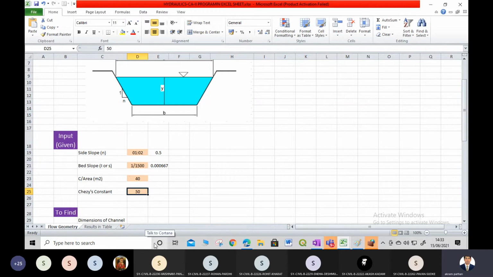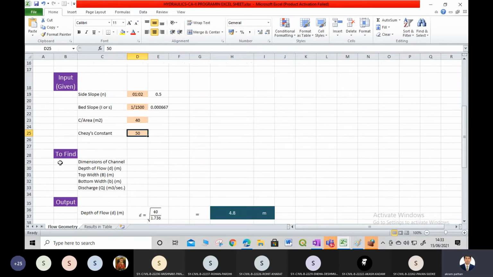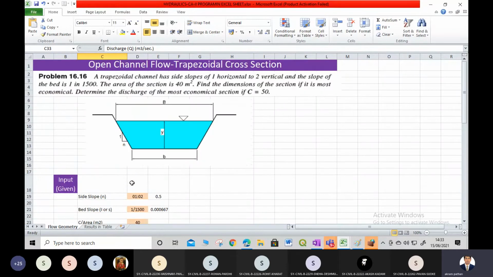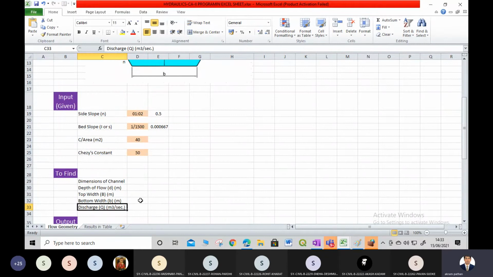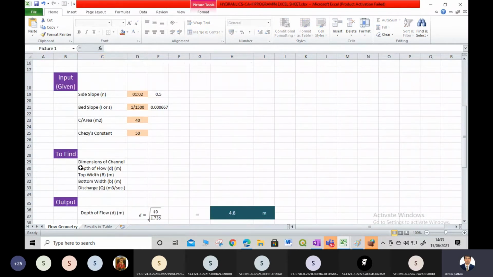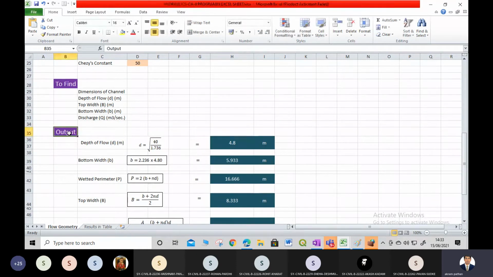After this, what you have to do? You have to find out which parameters we have to find in the problem. So the dimensions of the channel section, that is depth of flow D, we have to calculate, top width, bottom width, discharge, then wetted perimeter and hydraulic mean radius. You have to write down all these things we have to find out in the given problem. We have to write in this style. Then this is the output.